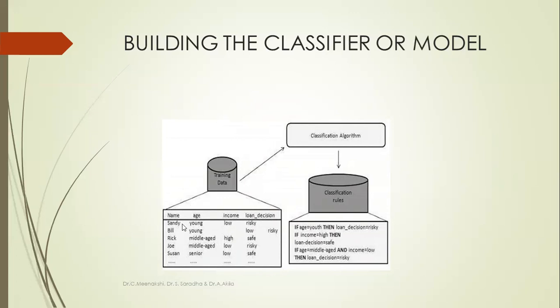So I'm having a set of training data. This training data is fed into the classification algorithm. We'll see what classification algorithms we have. The training data will be given to the classification algorithm, and based on the classification rule, it is going to classify. So what is the classification rule for this particular example? For example, if the age is youth, if there is a young person, then the decision is risky. Irrespective of whether he has a low income or high income, if he is young, it will be risky to provide the loan.